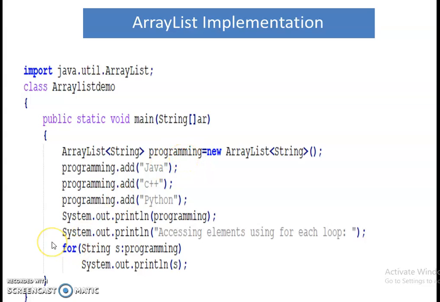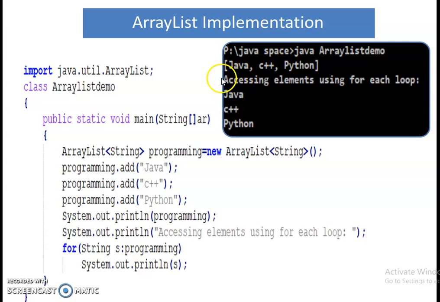We can also access elements using a for each loop one by one. This is the syntax of the for each loop. We are writing for String s, so we are accessing elements of this ArrayList. That's why we have written String over here, right? And then we are printing s, right? When we run this code, first it will print all the elements of the list, and then using this for each loop it will access elements one by one. So it will print Java, C++, and Python, right?